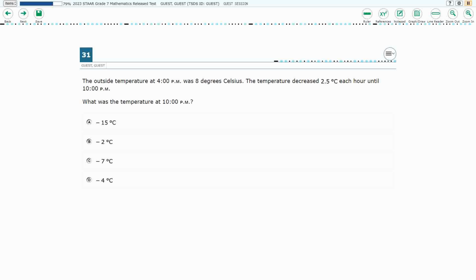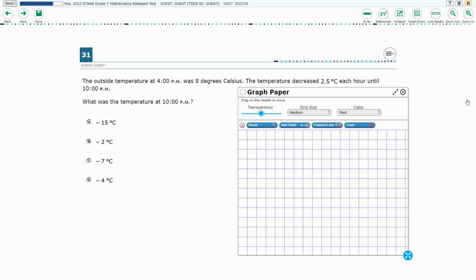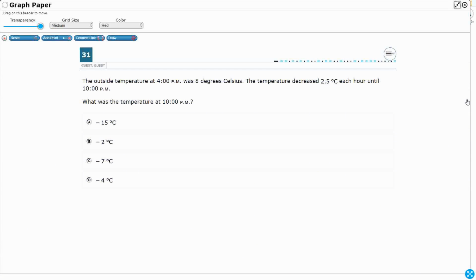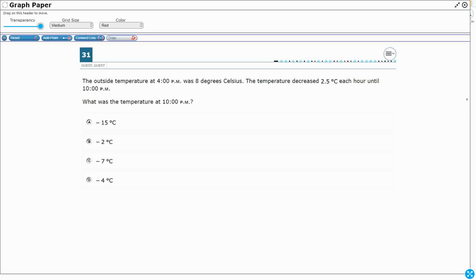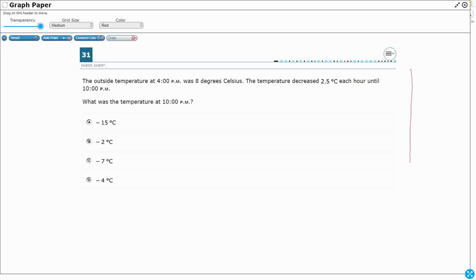So we have an outside temperature at 4 p.m. at 8 degrees Celsius, and it's going to decrease 2.5 degrees each hour until 10 p.m. All right, so we could do this a few different ways, right? If we wanted to draw this out, we could make a timeline. I'm going to make a vertical timeline, just because as we're decreasing, I'm thinking we're going to change the time and the temp.